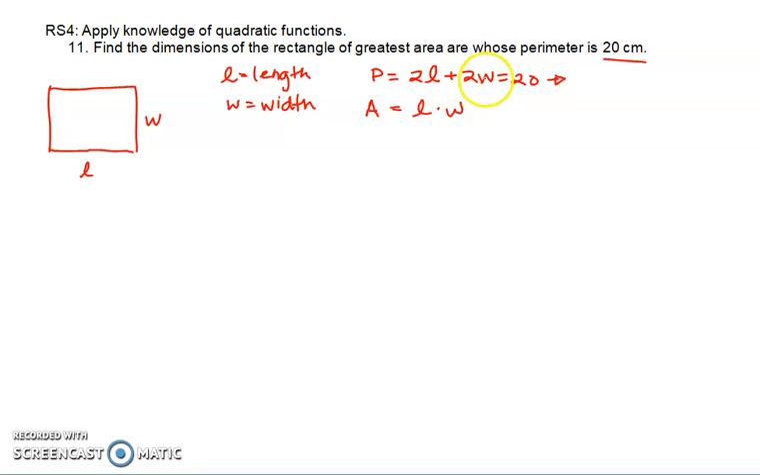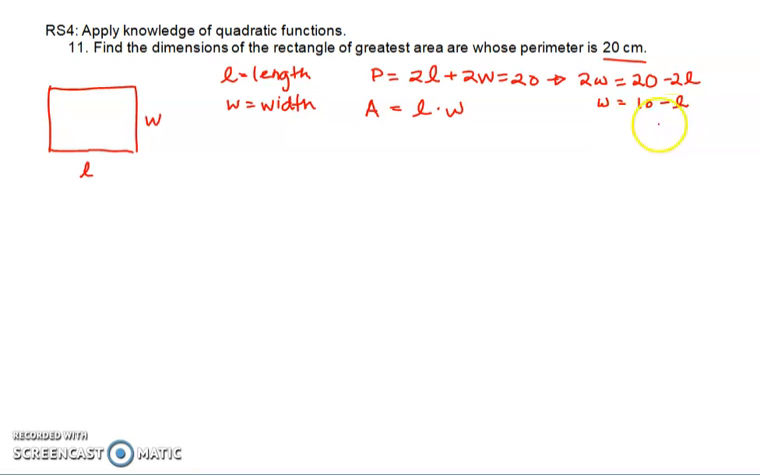So again, maybe let's solve for width. The first thing I would do if I was solving for width would be to subtract 2L from both sides. So it would be 20 minus 2L. Then I would divide by 2. So width would be 10 minus L.